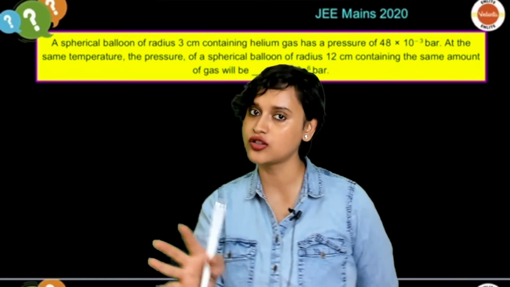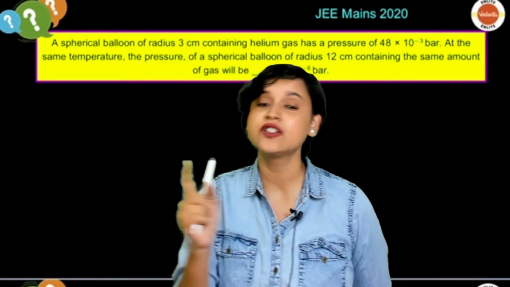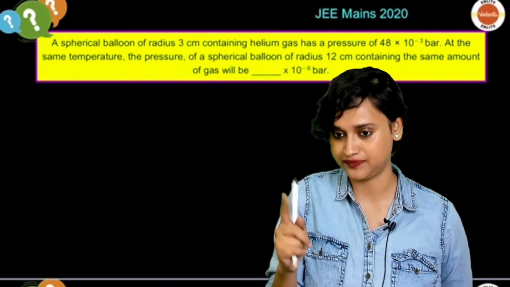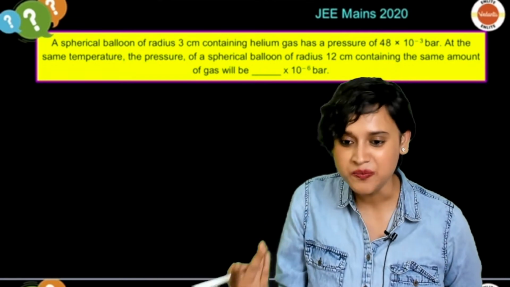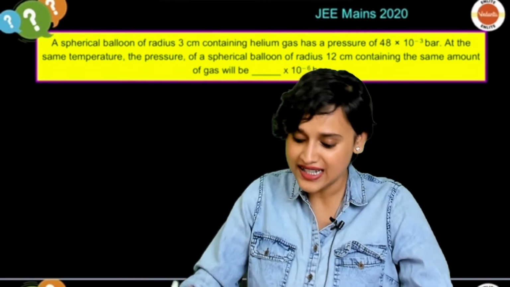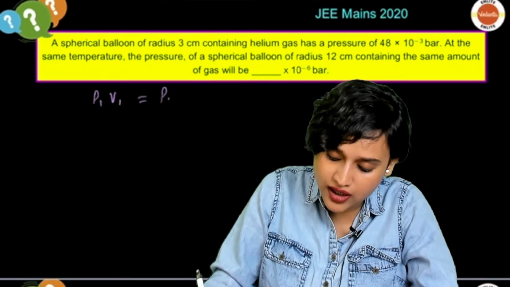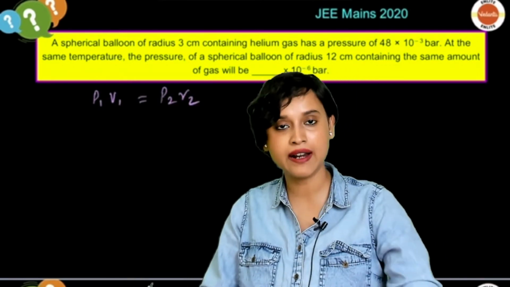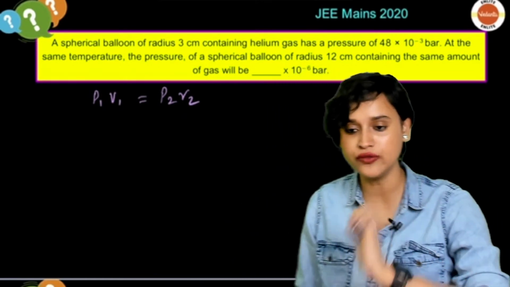For the second case also, they have given you the radius. For the first case, they have also given you the pressure. For the second case, they have not given you the pressure. So what do you have to calculate? You have to calculate the pressure, isn't it? Yes. So very simple, very easy. We know that we will have to use P1 V1 is equal to P2 V2. Am I right? Yes.